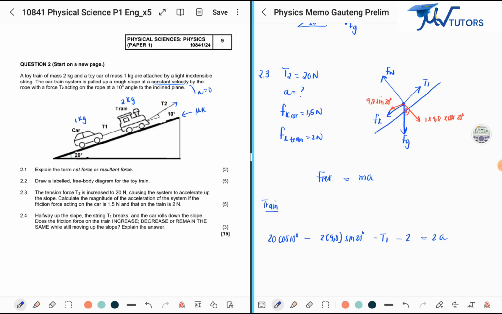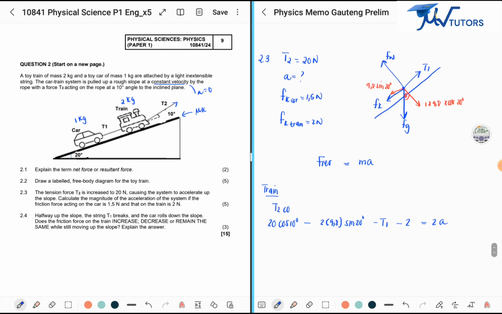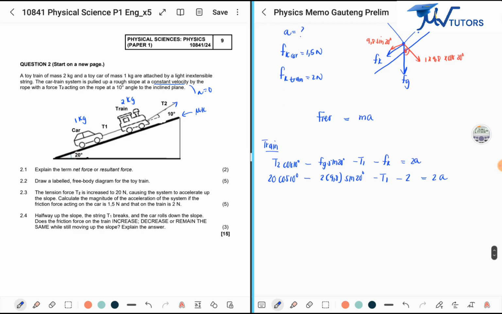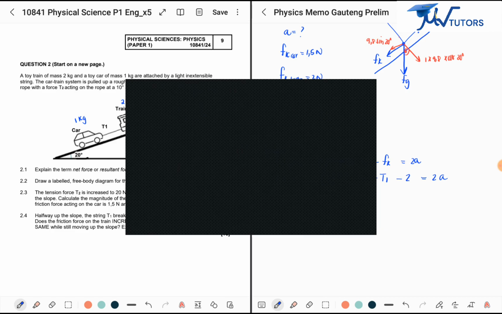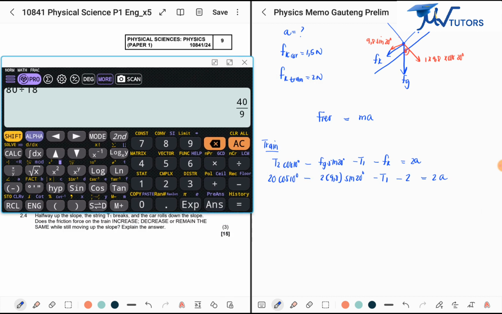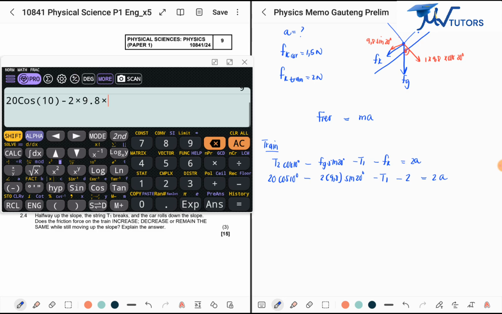All right, okay, we could have said T2 cos 10 minus FG sine 20 minus T1 minus F of K. And okay, if you wanted to start like that. Now let's just use the calculator to get values. Make sure that your calculator is on degrees and not radians. So 20 cos 10 minus 2 times 9,8 times sine 20 degrees minus 2.